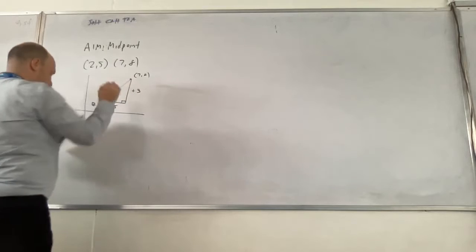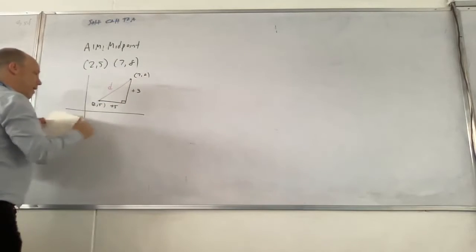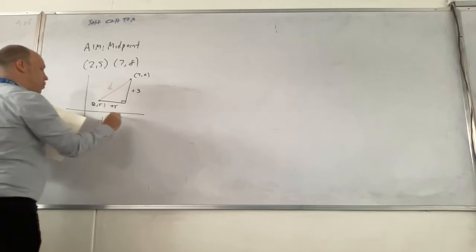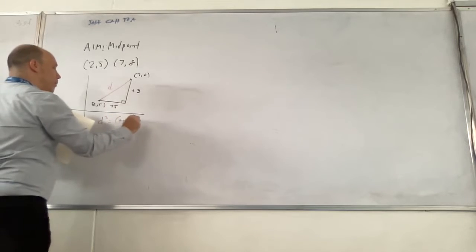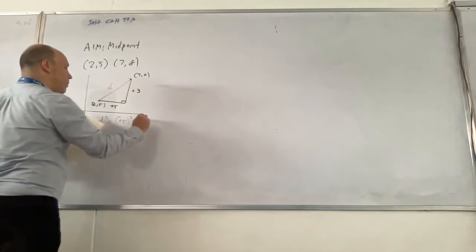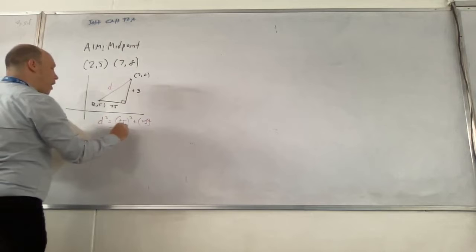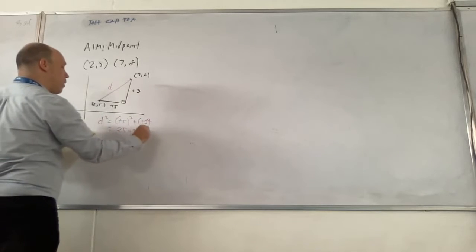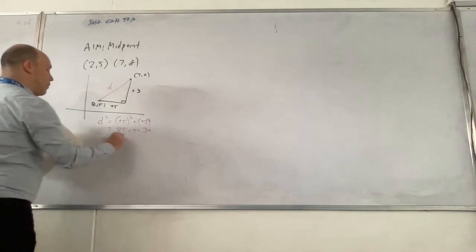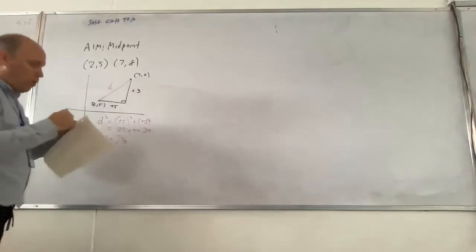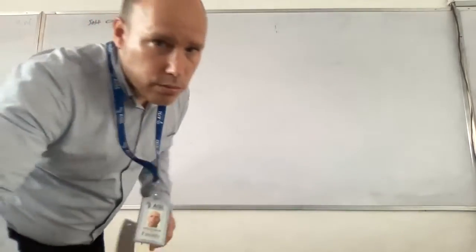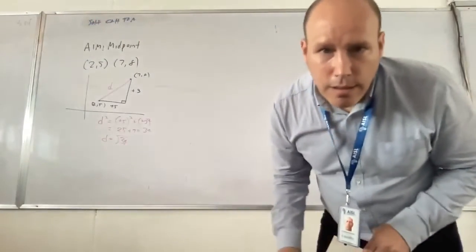Let's call that d. And so we can decide that d squared is equal to plus 5 squared plus positive 3 squared. We have 25 plus 9, which is 34. That means the distance is equal to radical 34. Or, can you see it?